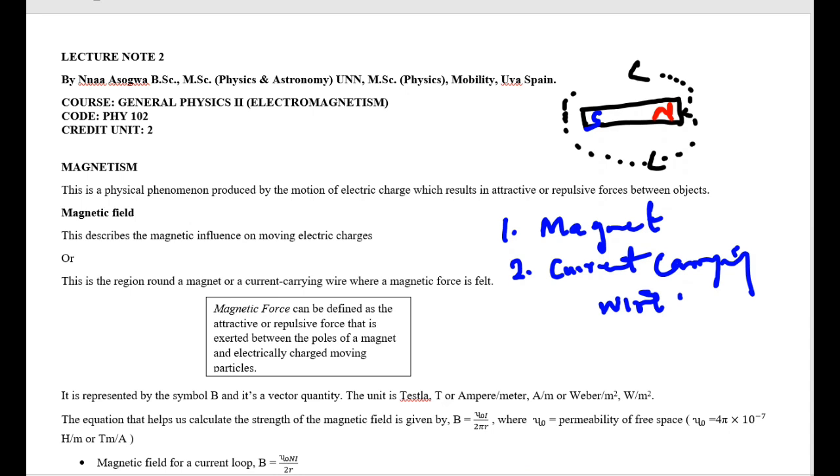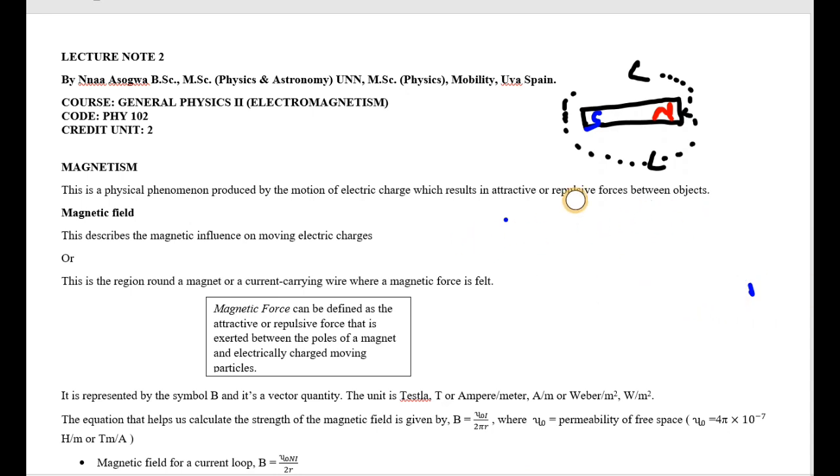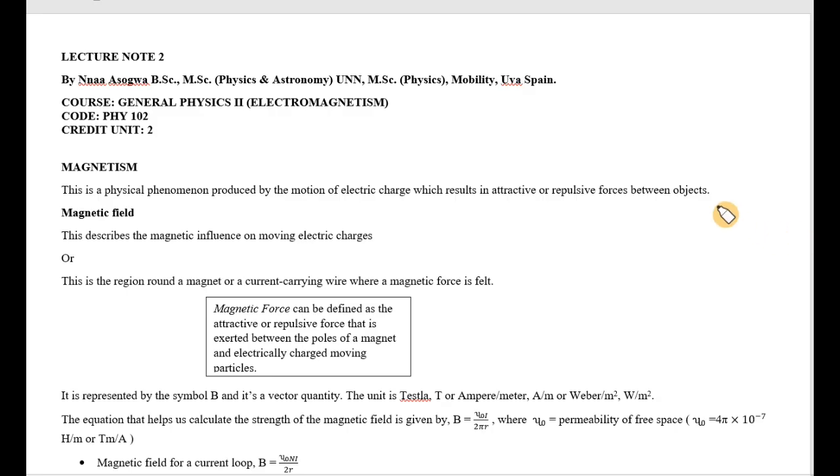Likewise, we say that magnetic field can be created in a current carrying wire. So a current carrying wire has magnetic field around it. It was in 1820 that Hans Christian Ørsted found that when current flows in a wire, a magnetic field is created around it. So if this is a wire and current flows in this direction, magnetic field is created around this wire, and the direction of this magnetic field can be verified using the right hand grip rule.